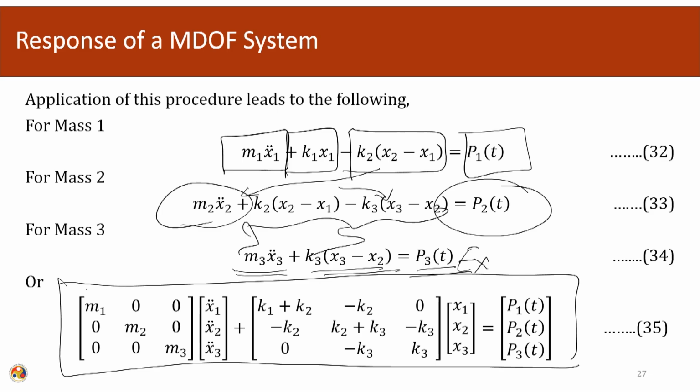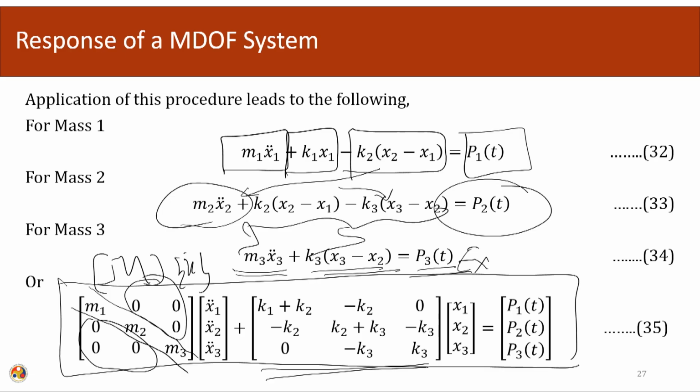Here we can see, since we have used the lumped mass approach, my mass matrix is diagonal. The non-diagonal terms are 0. So this is the mass matrix M, and this is the acceleration component. Then we have the stiffness matrix given by K, the displacement vector x, and the externally applied forces given by P.